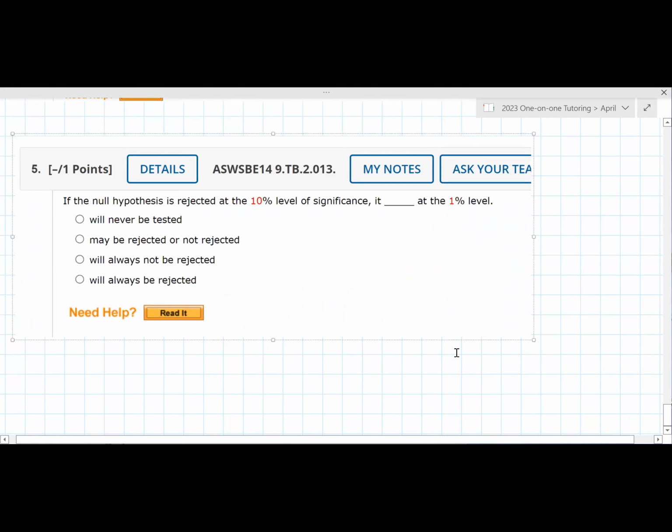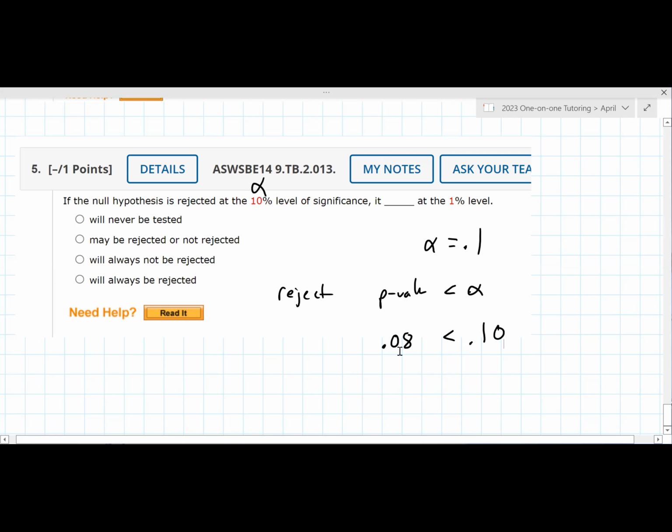If the null hypothesis is rejected at the 10% level, here's what that means: alpha is 0.1. You reject when the p-value is less than the alpha level. Let's pick a p-value of 0.08. Is 0.08 less than 0.1? Yes. If you need to, you can always add digits to make that clear. So this is true. That's scenario one.